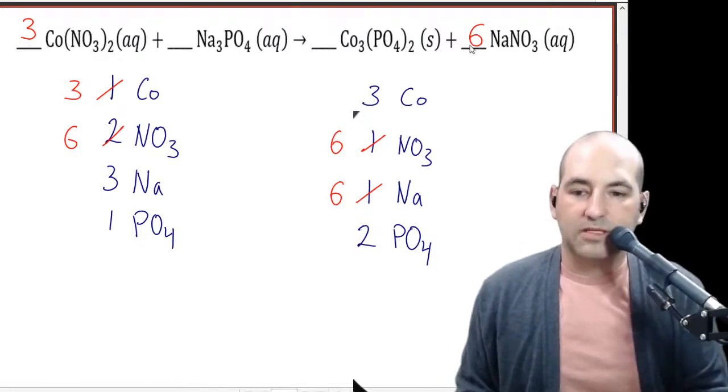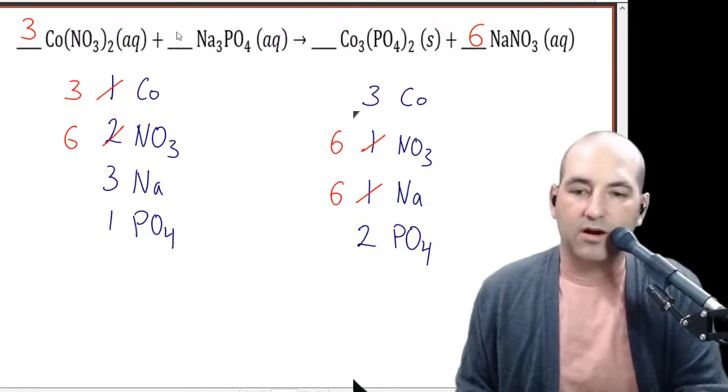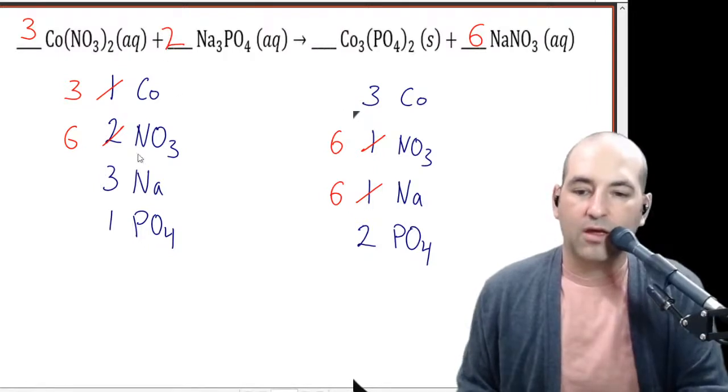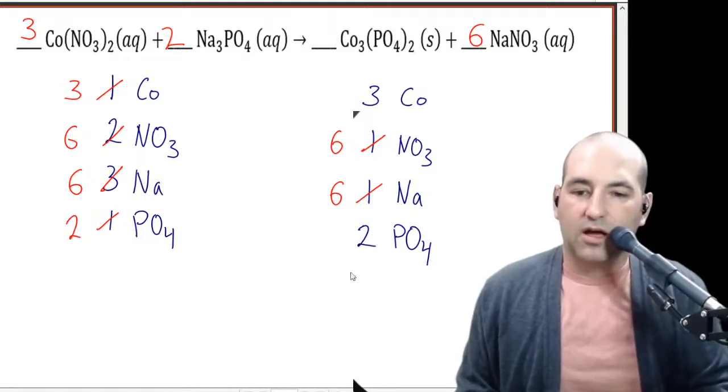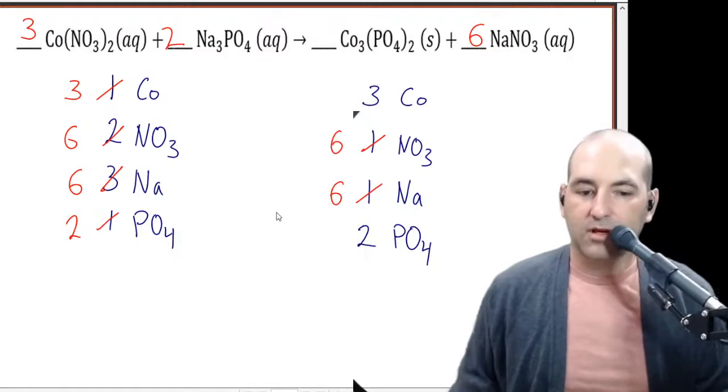All right, so there's my 6 nitrates. So now I've got 6 sodium. In order to get that over here, I'm going to have to put a 2 right there. That gives me my 6 sodiums and 2 phosphates. And it looks like I'm all balanced up. So that all works.